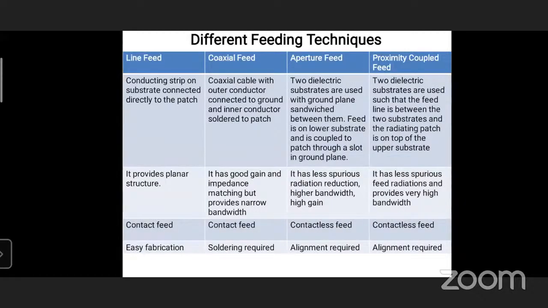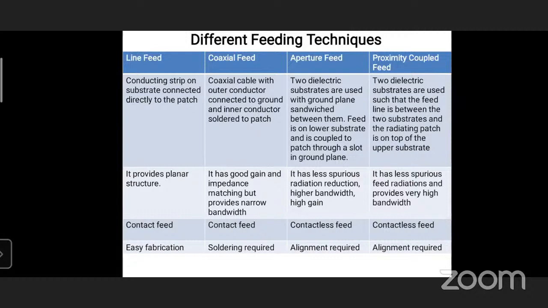These are the different feeding techniques of microstrip patch antennas. First is the line feed. We have a simple conducting strip on the substrate connected directly to the patch. In coaxial feed, we have a coaxial cable connected from beneath the ground to the patch of the antenna. The outer conductor is connected to the ground while the inner conductor is soldered to the patch.